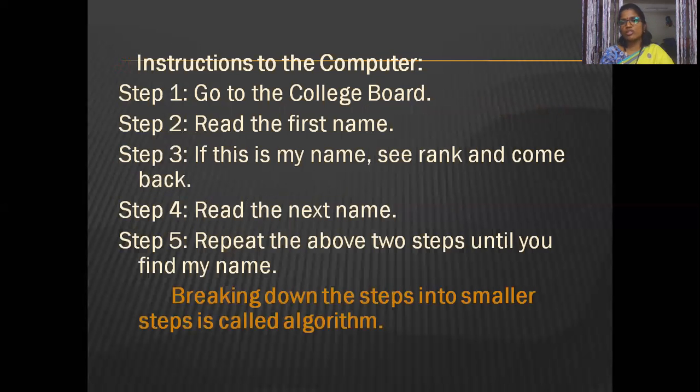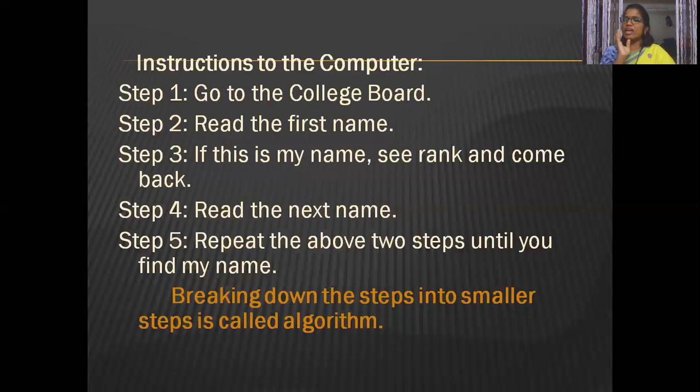So next, instructions to the computer. I have given a simple example without going into the mathematical notation. In step 1, go to the college board. I'm instructing my friend: read the first name. If this is my name, see the rank and come back to check my result. This is an instruction given to the computer. Otherwise, I would just tell my friend to go and see my result. He knows how to check the result, so there is no requirement for me to explain each and every step.